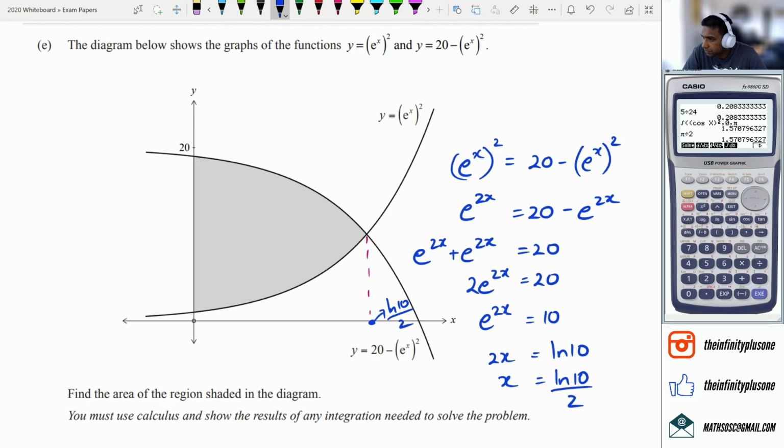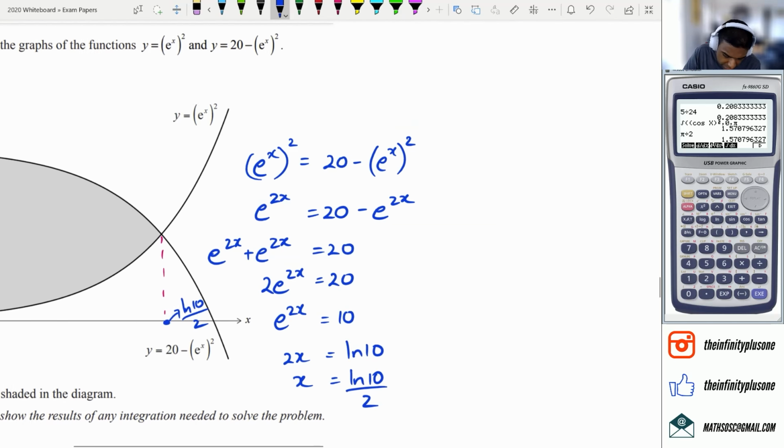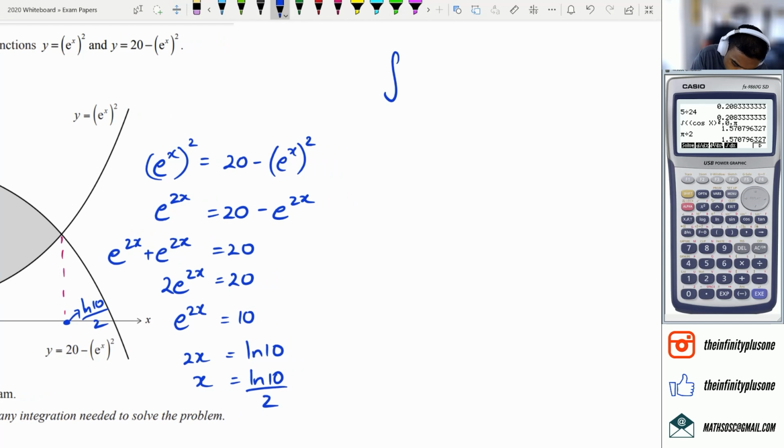I think it might be a marking schedule error, but that's all right. Let's work through it anyway. Okay, so we found this point. Now we know that the area is between this point and 0. So we can write this as the integral from 0 to ln of 10 over 2. And, if you've been watching my videos, you basically just go top minus bottom dx, so the top graph minus the bottom graph.